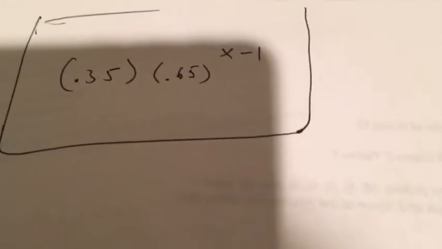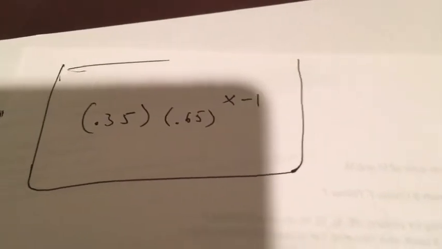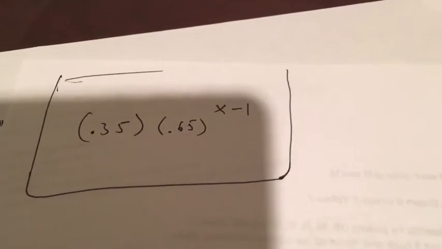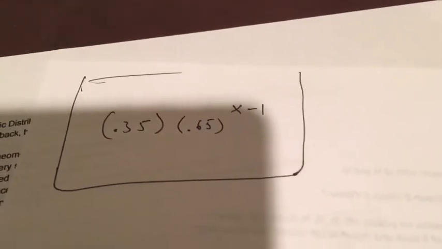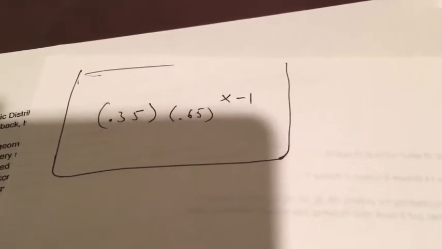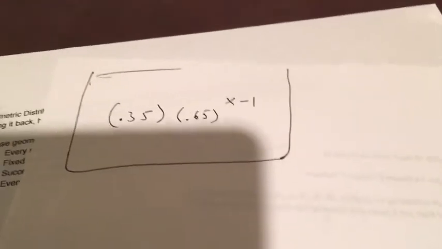And basically I found this formula, 0.35 times 0.65 to the x minus 1, if you wanted to find the x value and the probability that you have for that x value. So let's say you wanted to see what are the probabilities that the first blue you picked were on 2. So you just plug in 2 and then you get your answer. And this is the table.